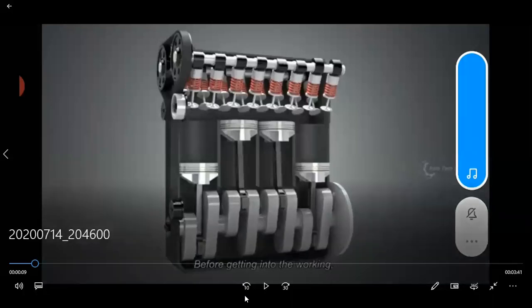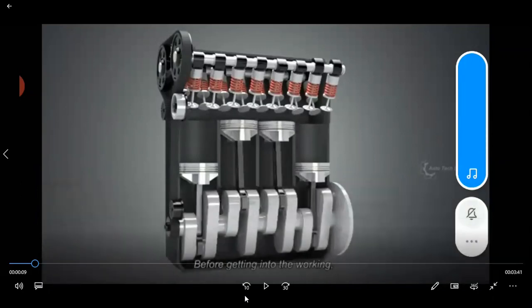See, these are the valves here on the upper side. For each combustion chamber, there are 2 valves: one is the inlet valve and the other is the exhaust valve.